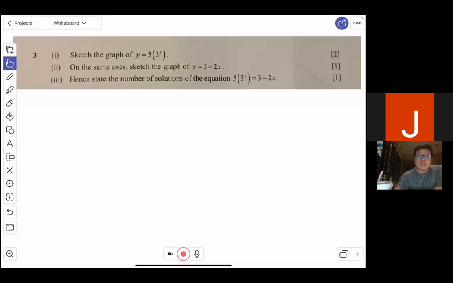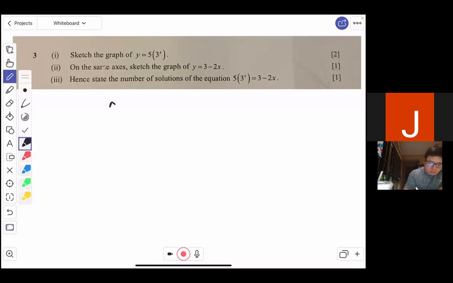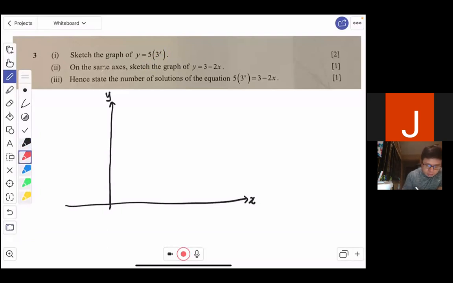Okay, so for this question, we are asked to sketch the graph of y equals 5 times 3 power x. We know that 3 power x is going to go upwards. When we sketch the graph, do take note that I'm using freehand, but you should be using a ruler. This will climb very fast, all the way up. This is how y equals 5 multiplied by 3 power x looks like.